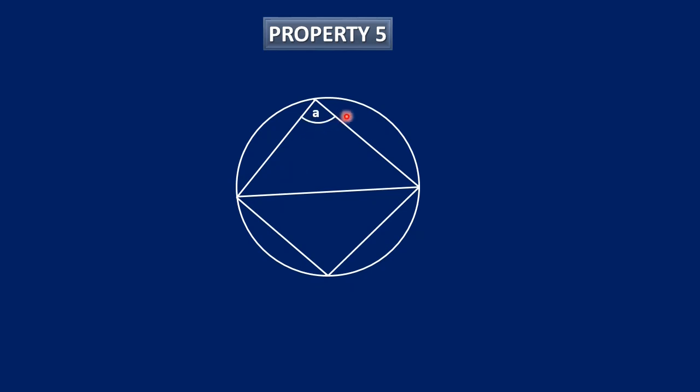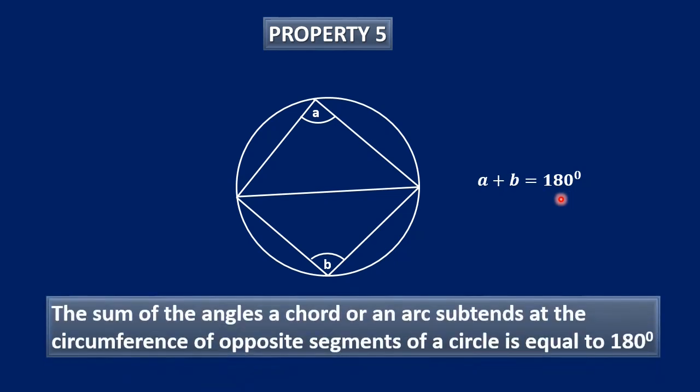So we have an angle here, which is, let's label it A, and another angle here, let's label it B. Now with our protractor, let's add angle A to B. If you got 180 degrees, then you are right. And that brings us to property 5, which says that the sum of the angles a chord or an arc subtends at the circumference of opposite segments of a circle is equal to 180 degrees.